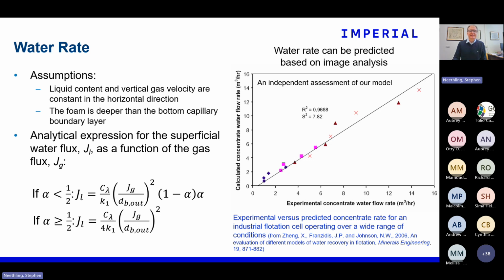Air rate, bubble size, and air recovery really determine how much water is going to be pulled out of the froth, and we're actually independently. So this was studies done at the JK, looking at different water recovery models, and you can see, just based on image analysis, the input parameters here can be obtained from image analysis. You can get alpha from image analysis. You can get the outflowing bubble size from image analysis, and the JG from other measurements.